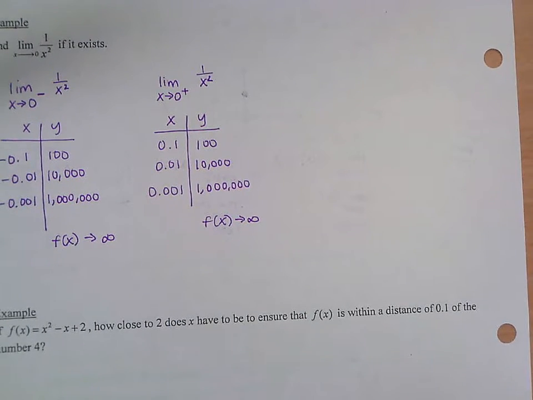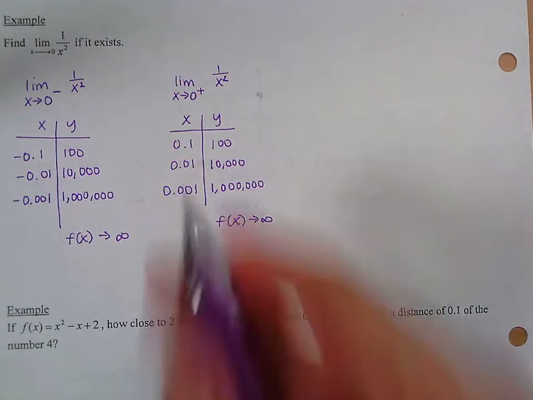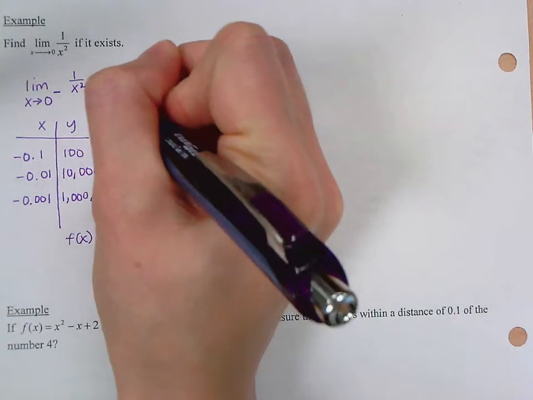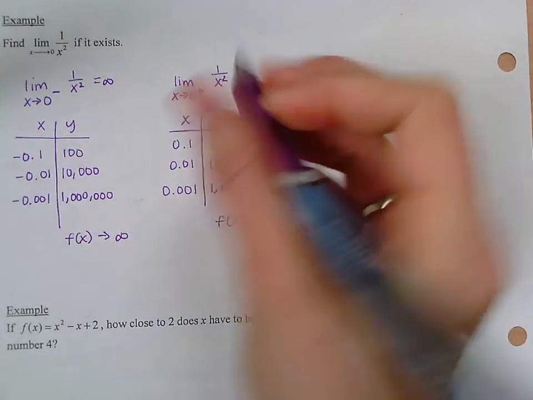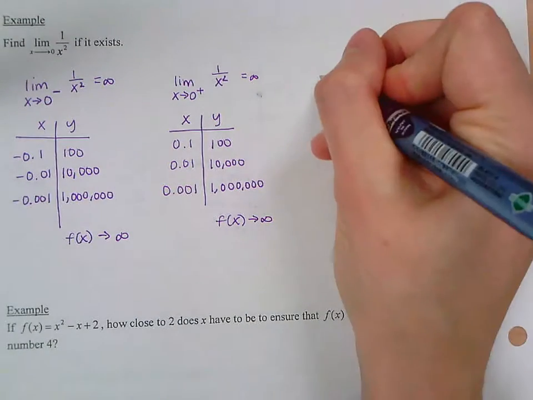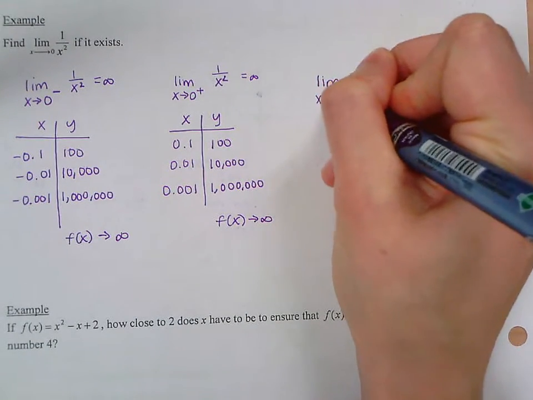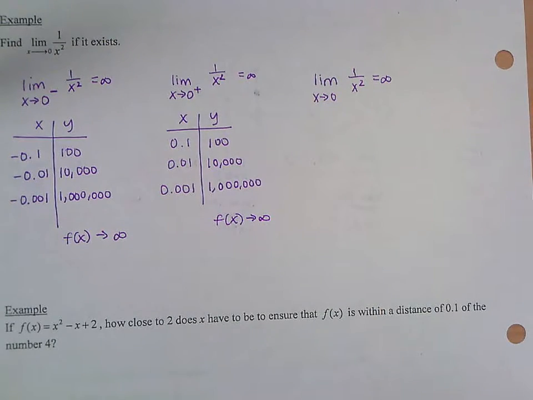There are a couple of ways to answer this question, and this goes along with an understanding of what infinity is. Infinity is not a number. Infinity is an idea. So it is appropriate to say that these limits do equal infinity. Since they're both approaching a very large positive number, positive infinity, I could say the limit as x approaches 0 of 1 over x squared does equal infinity.